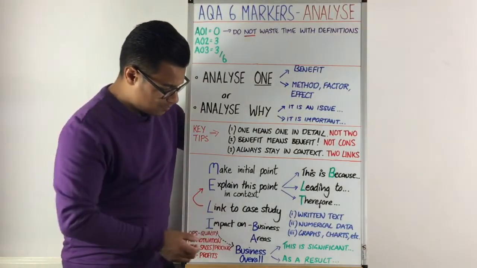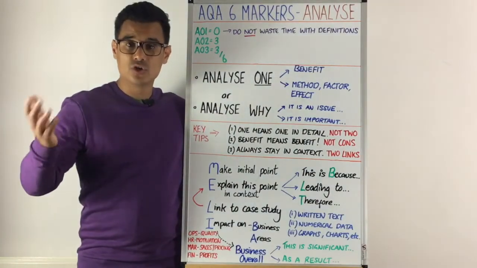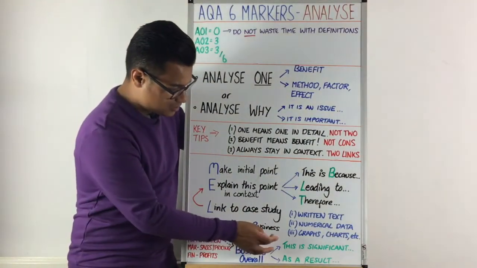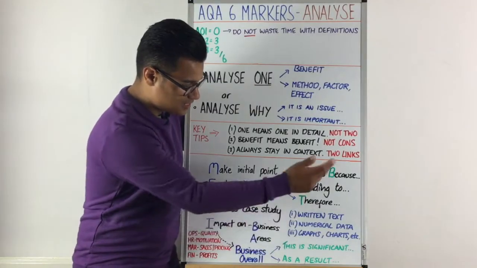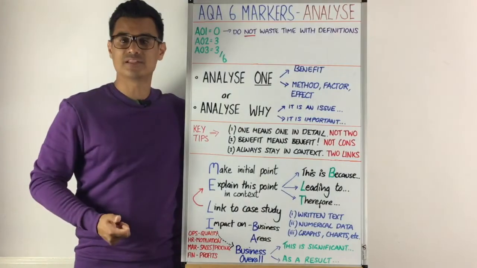So once you've looked at the other business areas, you'll want to look at the business overall. And to allow you to look at the business overall and those business areas, you could use words such as this is significant or as a result. This will help you extract those last bits of information.